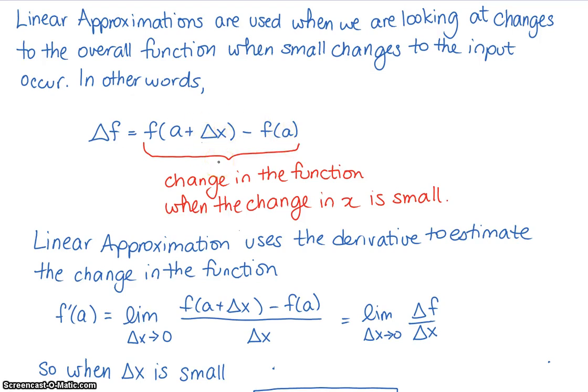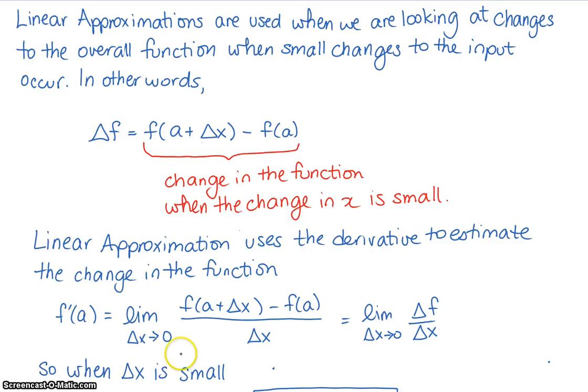So for instance, an example that we're going to look at is the fourth root of 16 in comparison to the fourth root of 16.1 or 16.2 or something like that. So the change would then be the decimal addition that has been added onto our original amount that we're inputting. For linear approximations, it basically uses a derivative to estimate the change in the function.